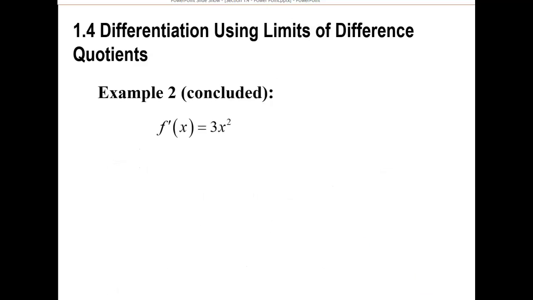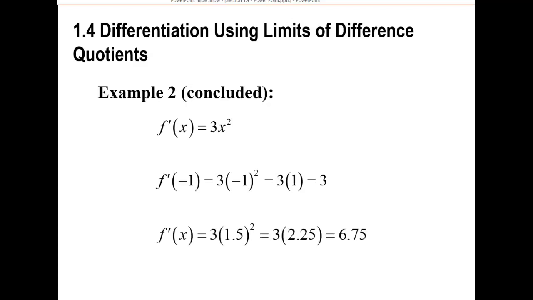So if our f prime of x equals 3x squared, f prime of negative 1, we plug a negative 1 into that and get 3. And f prime of 1.5, we're plugging in a 1.5 into here, squaring the 1.5, multiplying by 3, 6.75. So this means that the slope of the tangent line to the function x cubed when x is negative 1 is 3. And the slope of the tangent line to the function x cubed when x is 1.5 is 6.75.